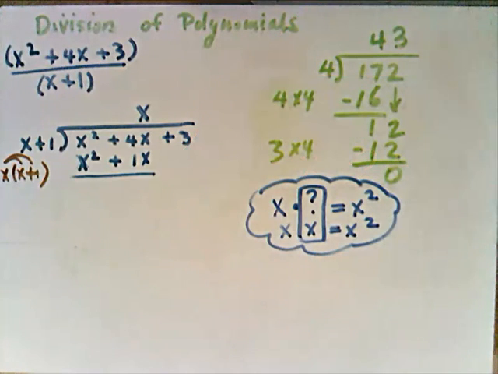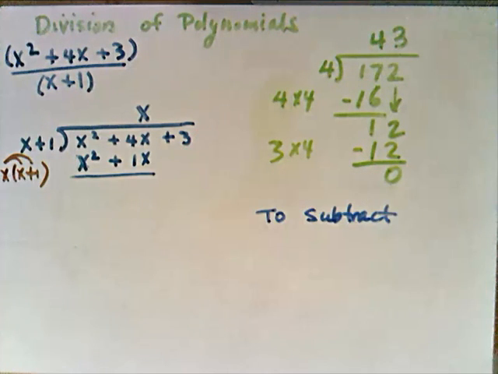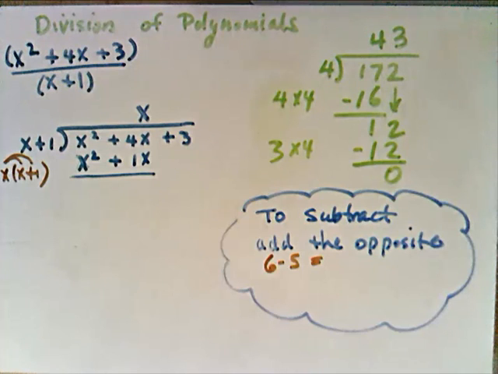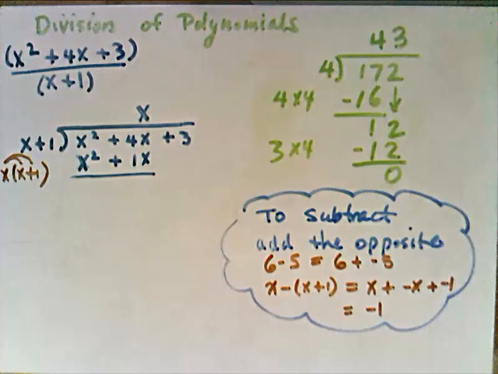Next, we're going to subtract. A reminder: to subtract, add the opposite. For instance, 6 minus 5 is 6 plus negative 5. x minus x plus 1 is x plus negative x plus negative 1, resulting in negative 1. Now, x minus negative 1 is the same as x plus positive 1, resulting in the answer positive 1. So to avoid these negative sign errors, just make sure that you add the opposite.